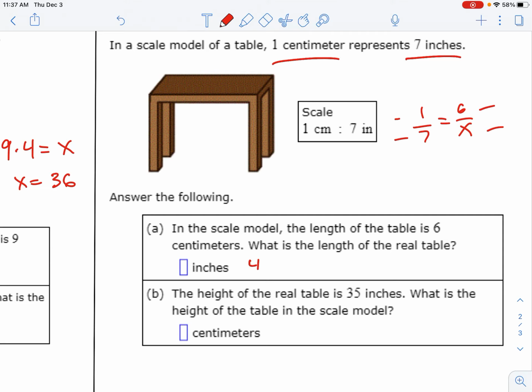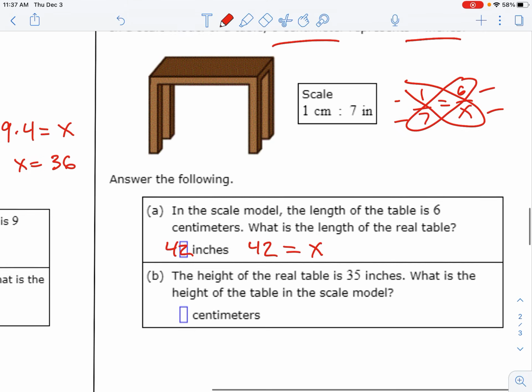So 6 times 7 is 42, equals 1 times x. Again, I'm just cross multiplying. So I did the 6 times 7 is 42. 1 times x is just x. So x equals 42. That must mean 42 inches.